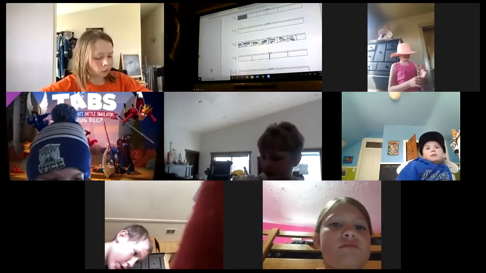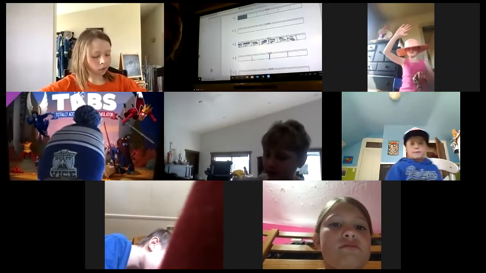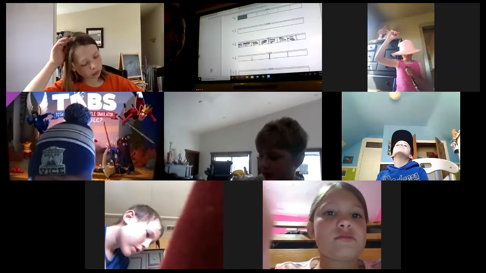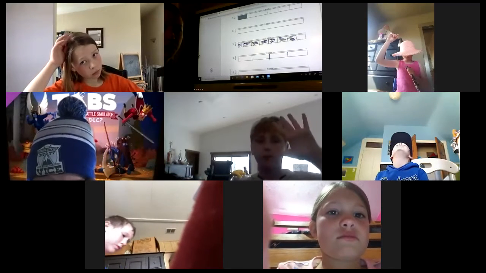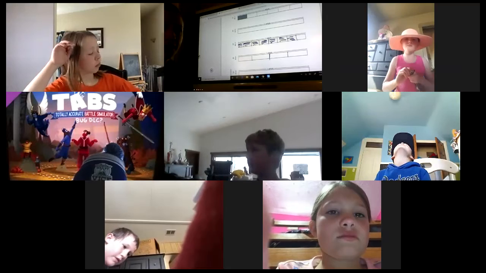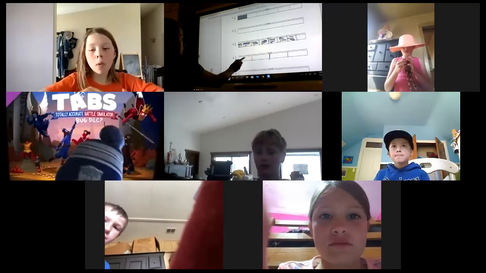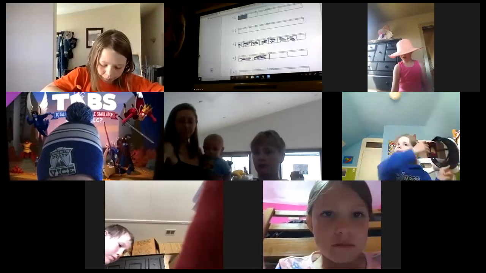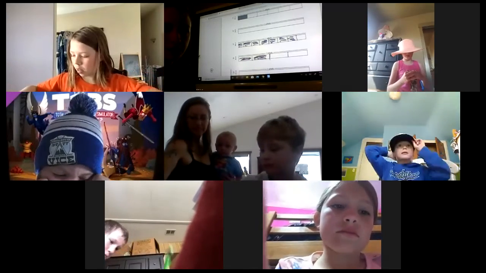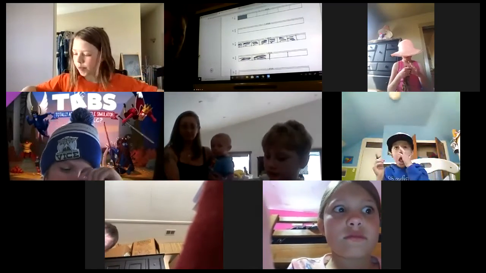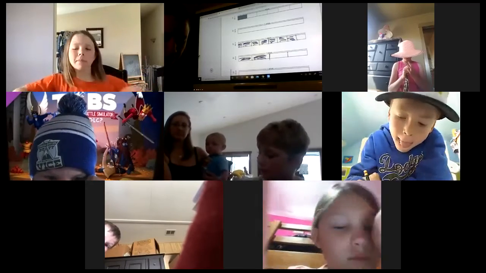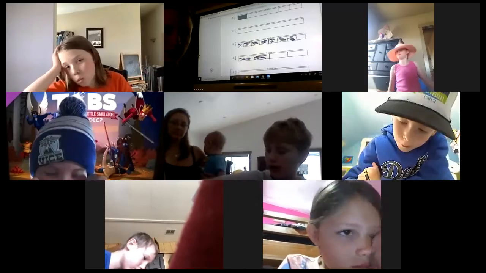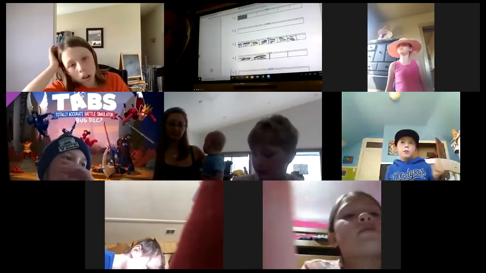And how many pieces do we need to shade to represent 2/4? Aubrey, go ahead. 2. And what number did you look at? Or do you remember the word? The top number. Very good, and we call that the numerator. So the numerator tells us how many pieces we need to shade. The denominator tells us how many pieces we need to divide our fraction bar into. Any questions? Can we go to the next 2?